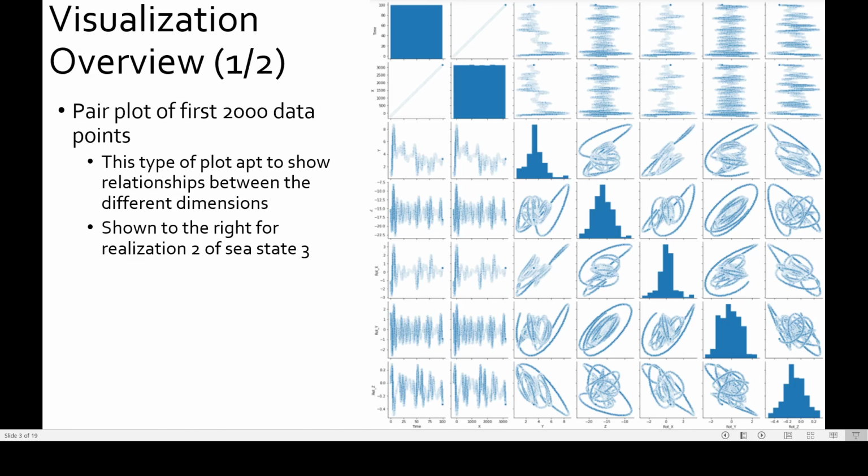So in terms of the visualizations that I performed, here's a pair plot of the first 2,000 data points for realization 2 of C state 3. I additionally performed this for the other C states. This type of plot is apt to show the relationships between the different dimensions, including the relationship between each of the different position and rotation dimensions with time, as well as with each other.